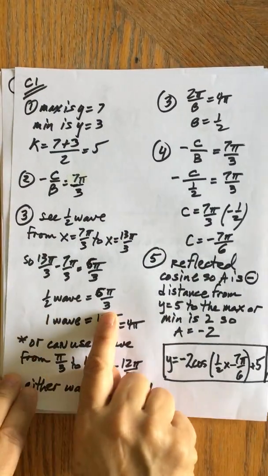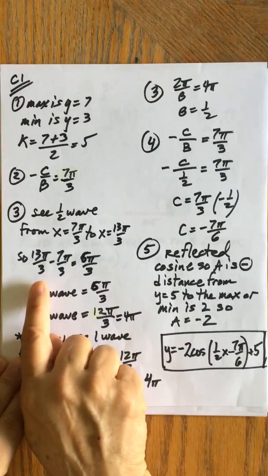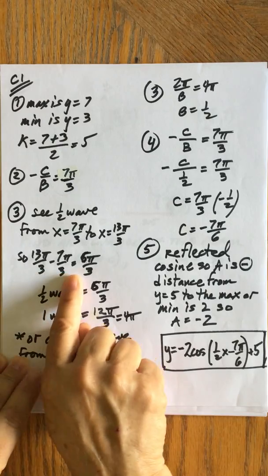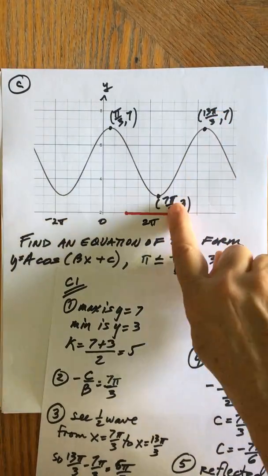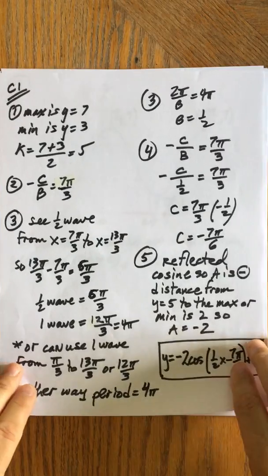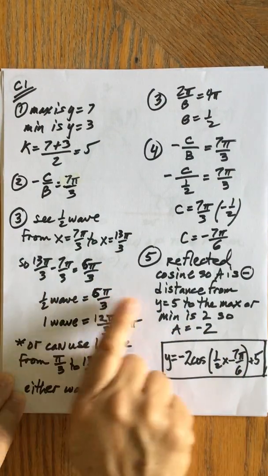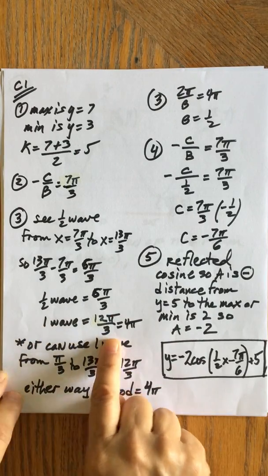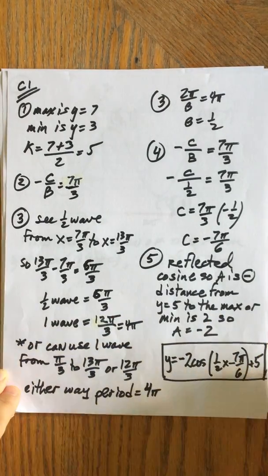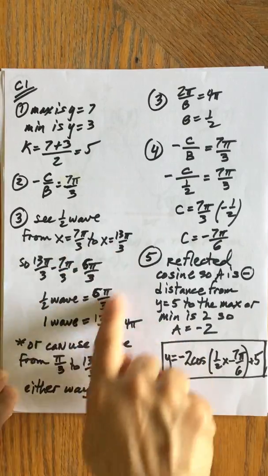So one thing I can do is say, well, I see half a wave in the distance between 13 pi over 3 and 7 pi over 3, right? 13 pi over 3 and 7 pi over 3. So that's a distance of 6 pi over 3. So if I see half a wave at 6 pi over 3, then multiply by 2, I have a full wave at 12 pi over 3 or 4 pi. There's my period again. But again, I don't have to do this.